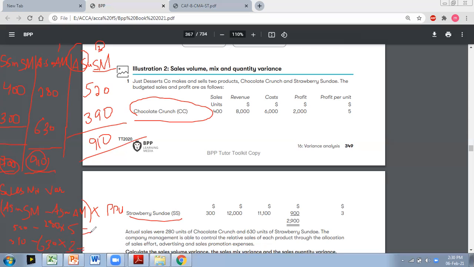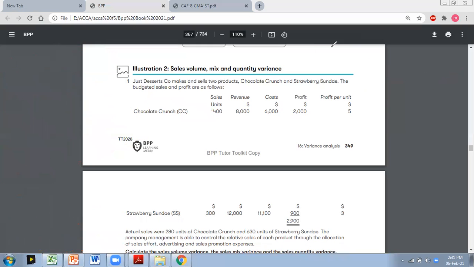Now 520 minus 280 multiplied by 5 is 1200, right? This is favorable. 390 minus 630 multiplied by 3, it is 960 adverse. Fine. So this is how you do it. Then for sales quantity variance, I'll just write the formula down. You have to take the third column and the first column: standard sales in standard mix minus actual sales in standard mix, and multiply with the profit per unit, right? So you have to put it in the formulas, and you can do that.